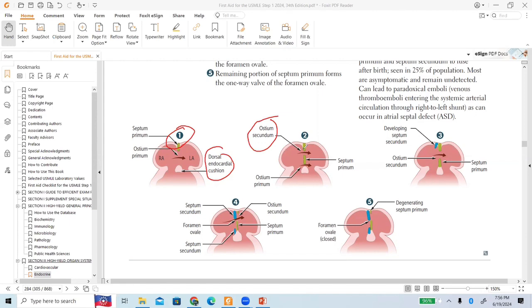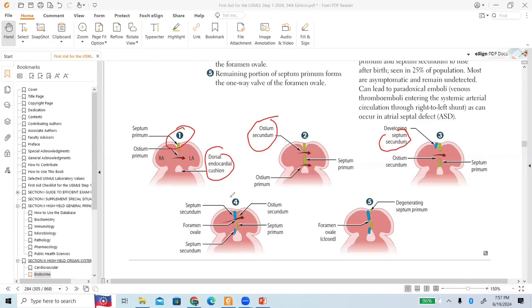Okay. So the next thing is the septum secundum, another septum. This is a secondary septum that is shown in the blue color. So this develops on the right side of the septum primum, right?